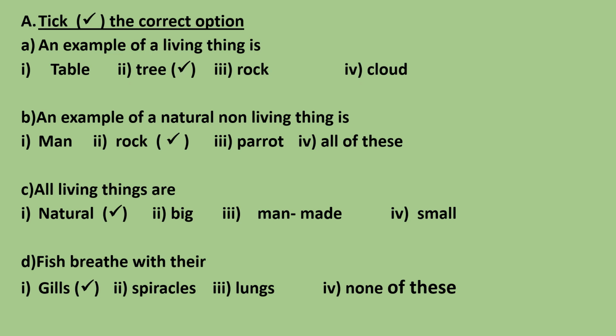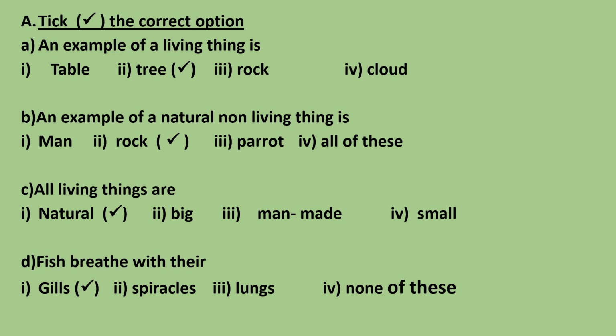Among the given options, rock follows all these characteristics. Therefore, an example of a natural non-living thing is rock.